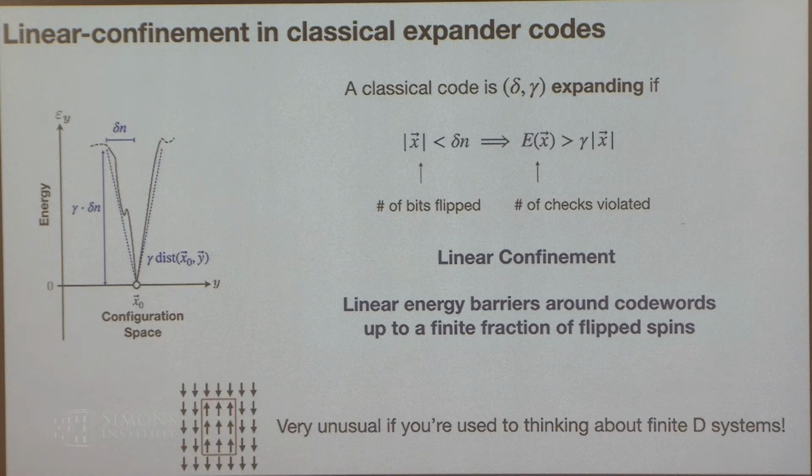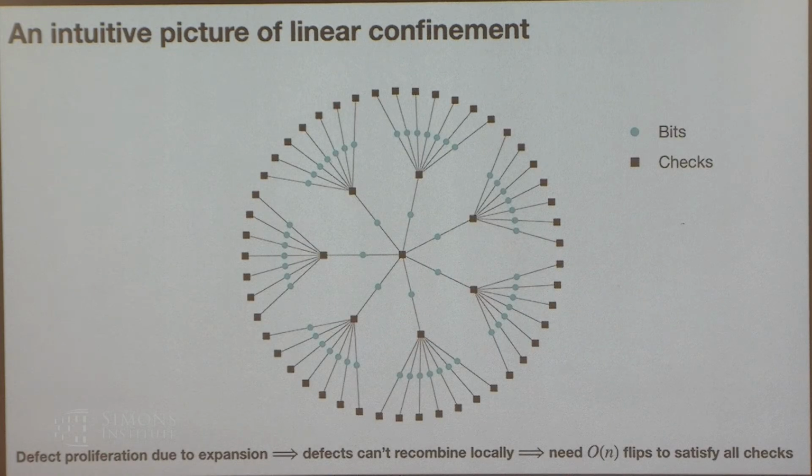I just want to say that this is really coming from expanders. It's very unusual if you're thinking about finite dimensional systems, because in finite dimensional systems, if I have a 2D Ising magnet, I can flip half the spins and I only pay a boundary cost, which is less than the bulk.